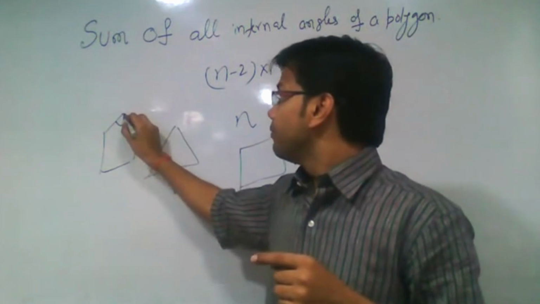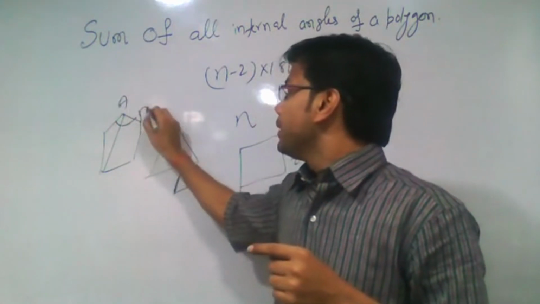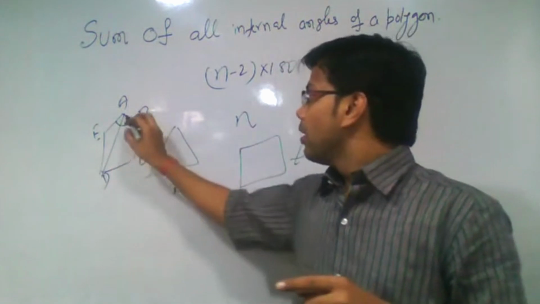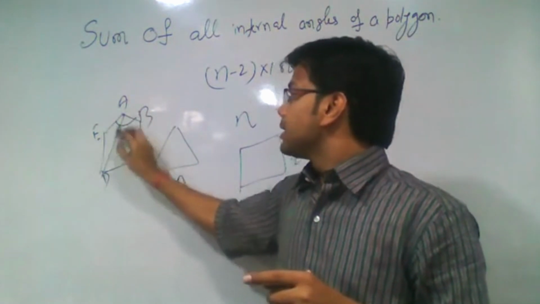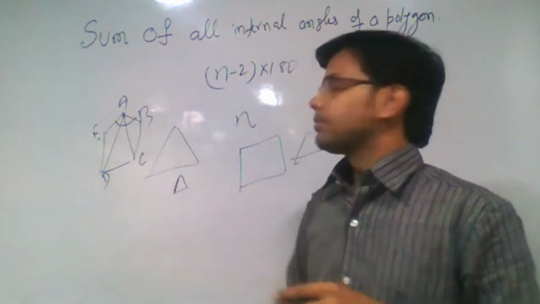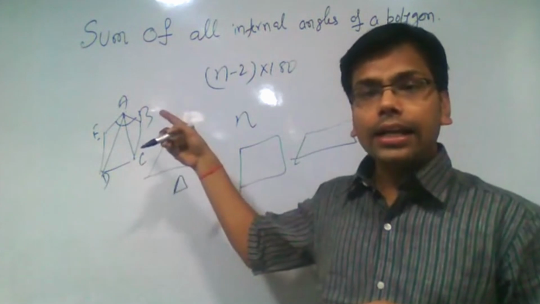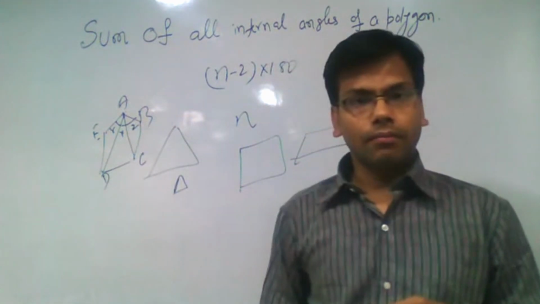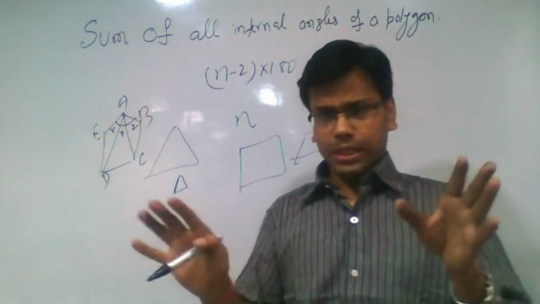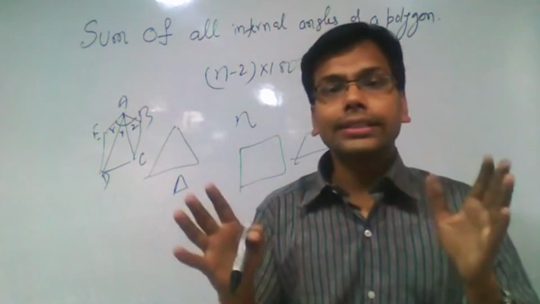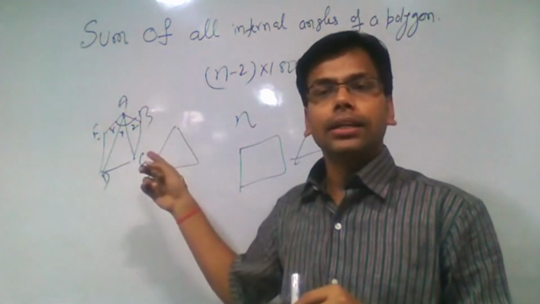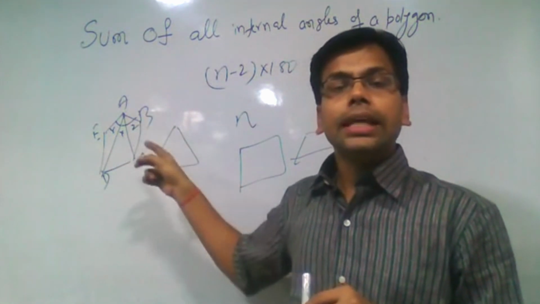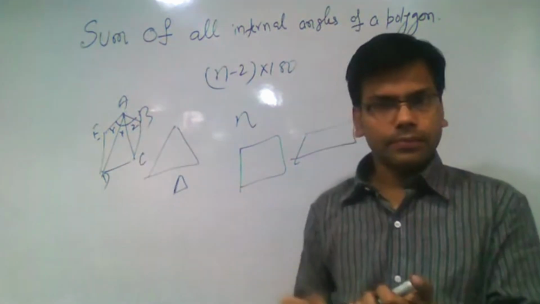So can we say ABCDE is a pentagon, AB is a side, AE is a side, AC is a diagonal. So the internal angle at A is the summation of X, Y and Z. I hope it is clear. Though both are the same thing, EAB is an internal angle, and EAD plus DAC plus CAB is again the internal angle.